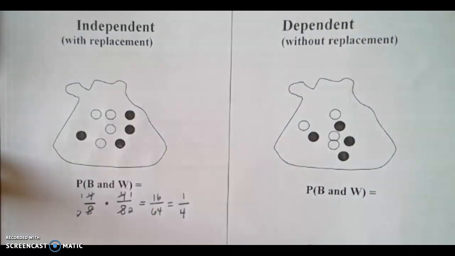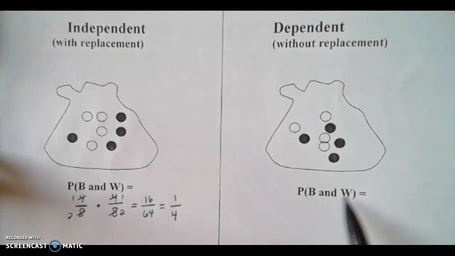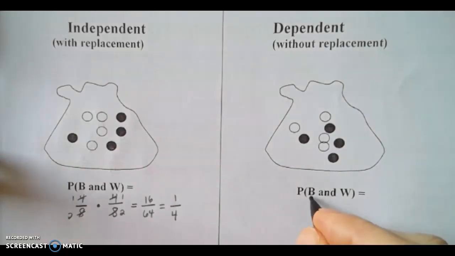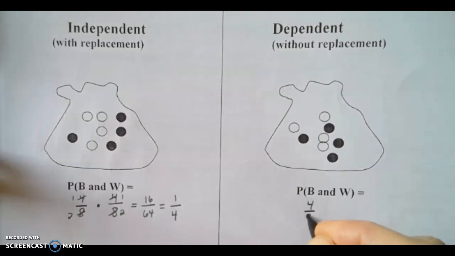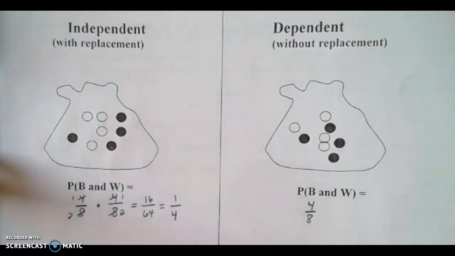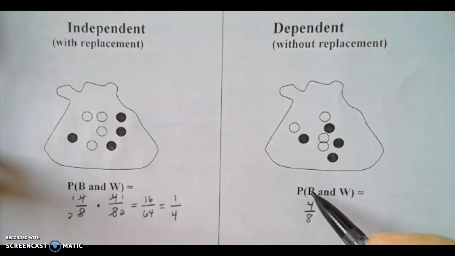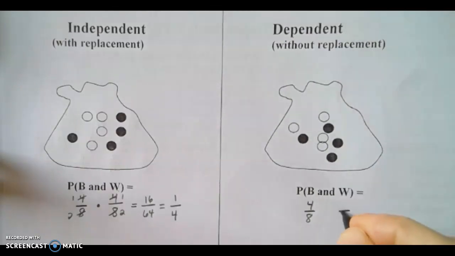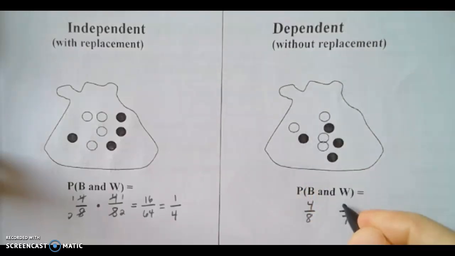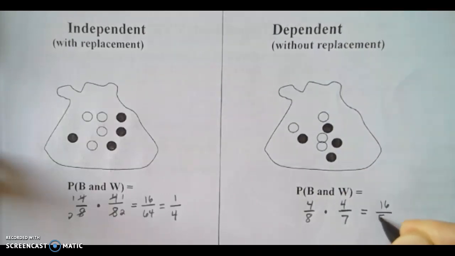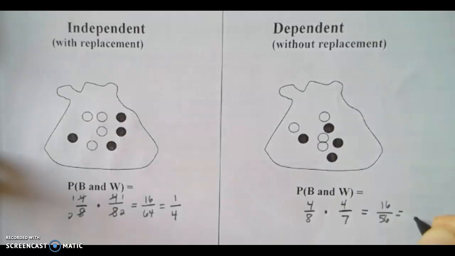If I do this as a dependent event, though, okay, black and then white, the probability of getting a black marble the first time, well, we said over here, that was 4 out of 8. 4 of the 8 marbles were black. But now when I take that marble out, I'm not going to replace it. So for the white marble, I'm only going to have 7 marbles left in the bag. 4 of them are going to be white marbles. And so I have 4/8 times 4/7, which is going to equal 16/56. And that'll simplify all the way down to 2/7.